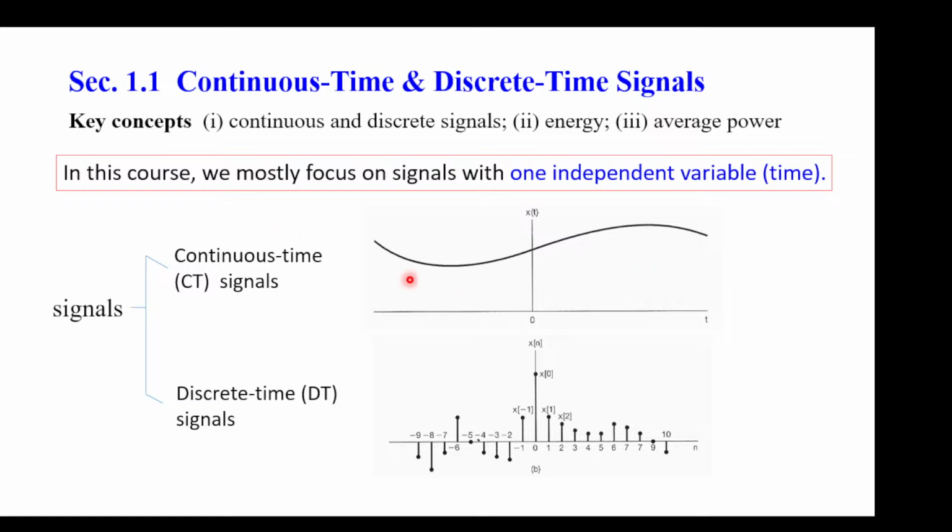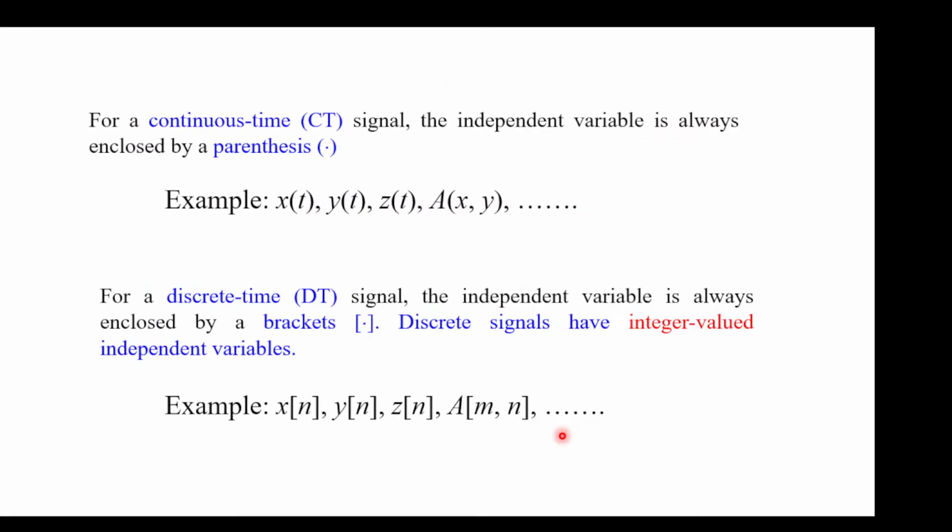Here we can have continuous time signals and discrete time signals like this. For discrete time signals, the discrete time steps are always integers. They all have a distance of 1 between them. That's our convention in this course.